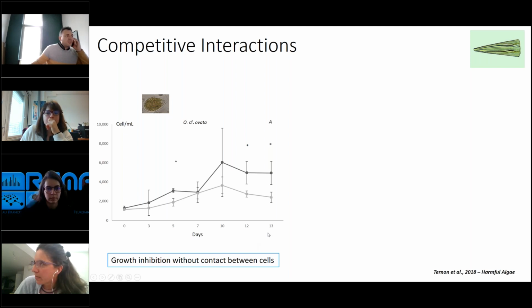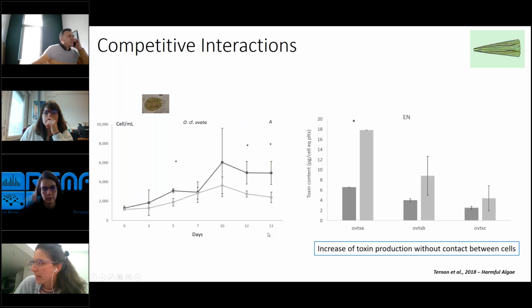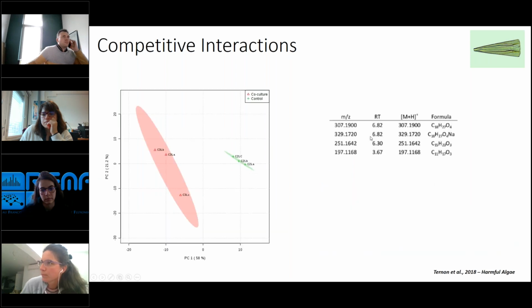So that indicated that the diatom clearly inhibited the growth of the dinoflagellates, and the stress was even more observed on the production of toxin by the dinoflagellates. Here in light gray was the production of toxin when the cells were exposed to the diatom, and there was a significant increase in toxin production.